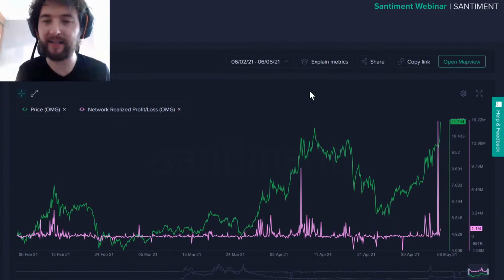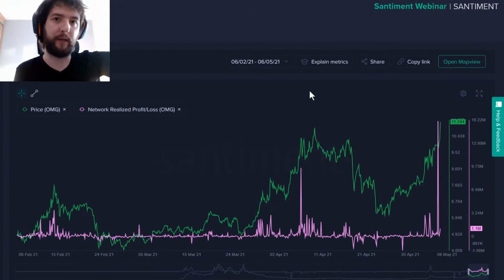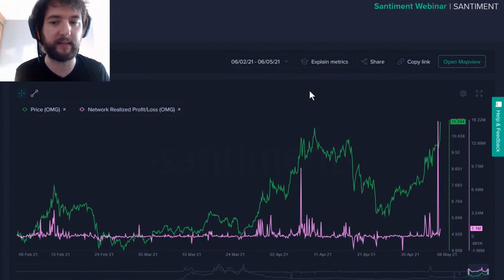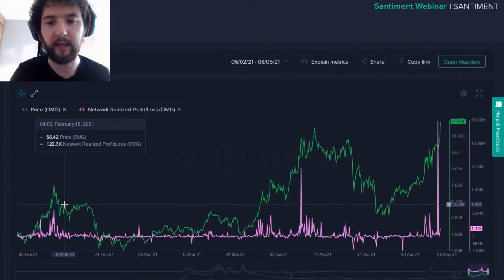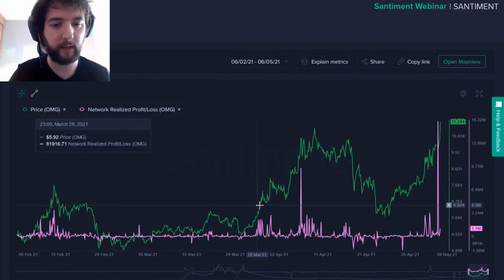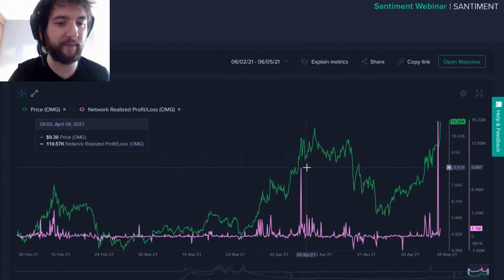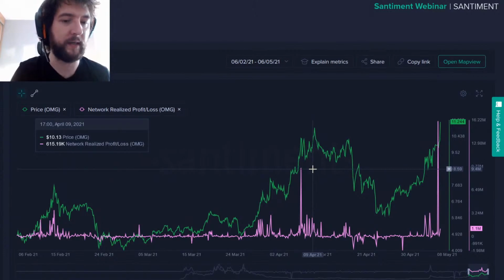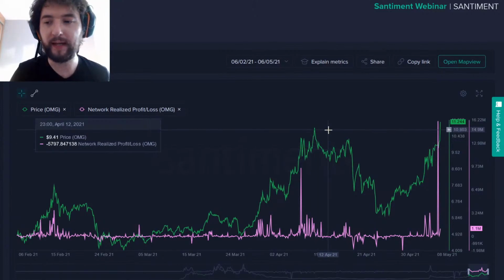That being said, I still find that very often, especially during these massive price upticks, when you see spikes in net profit loss, it does tend to suggest that there's increased profit taking and increased sell side pressure. So for OMG here, we can see spikes here, here, here, here, around several of its local tops, as well as a cluster of network profit loss spikes before an imminent correction here, right? So that's one thing that I also wanted to mention.